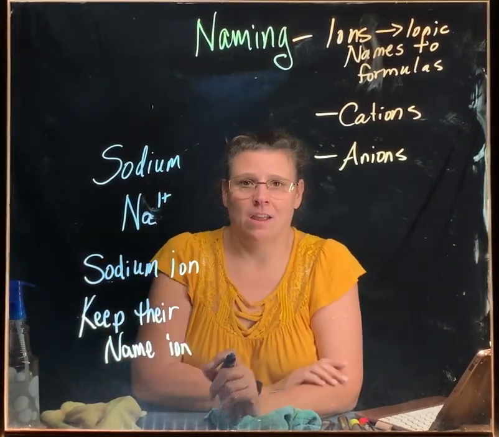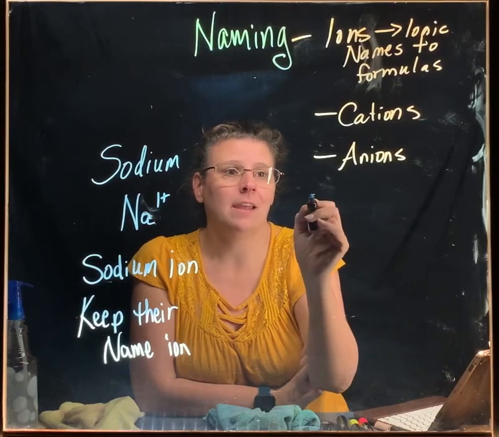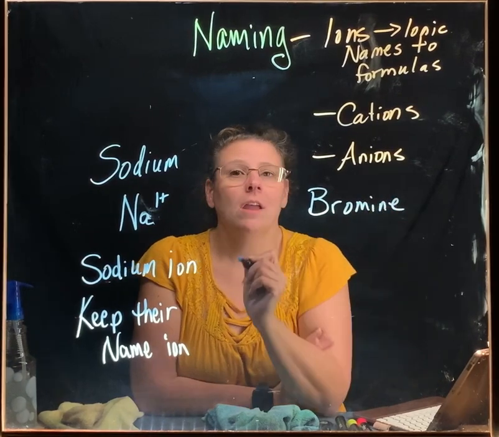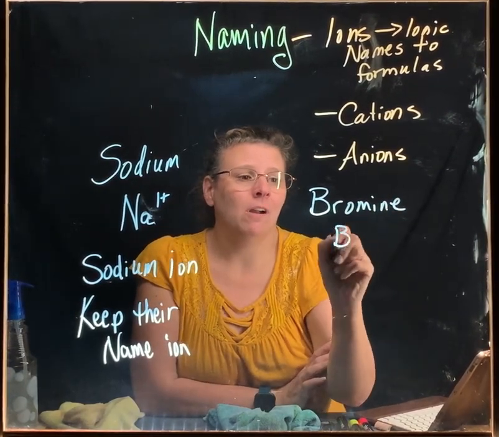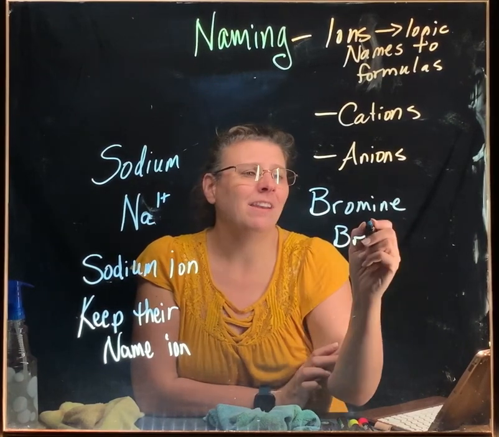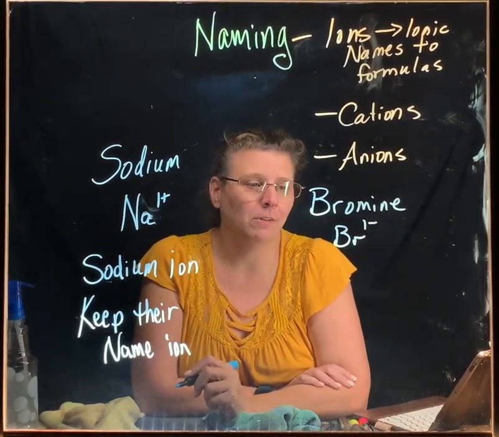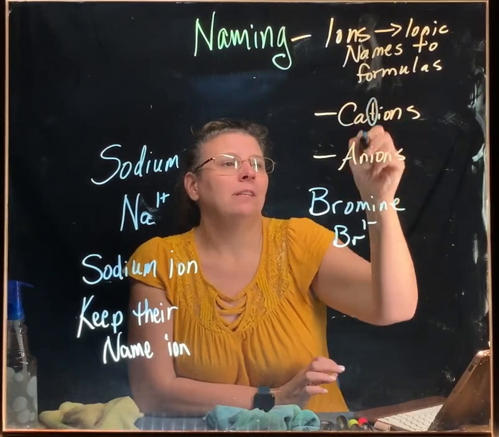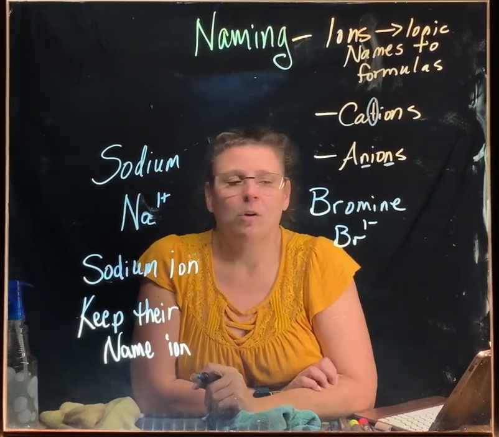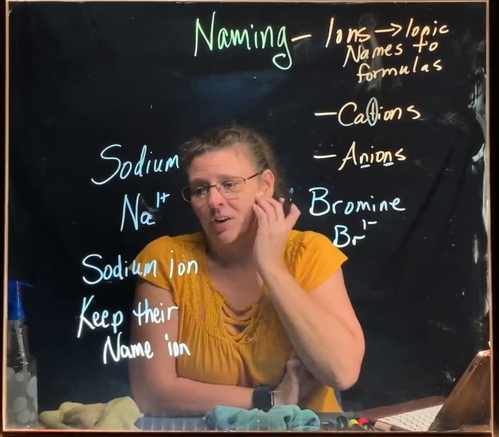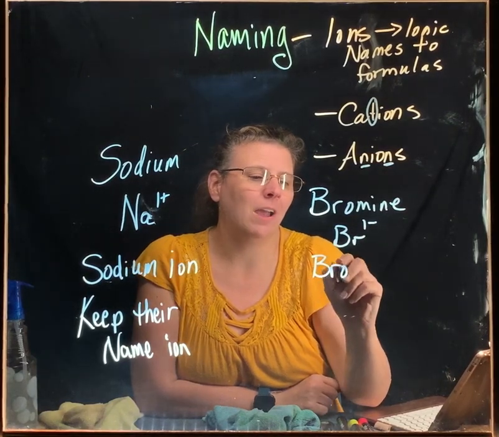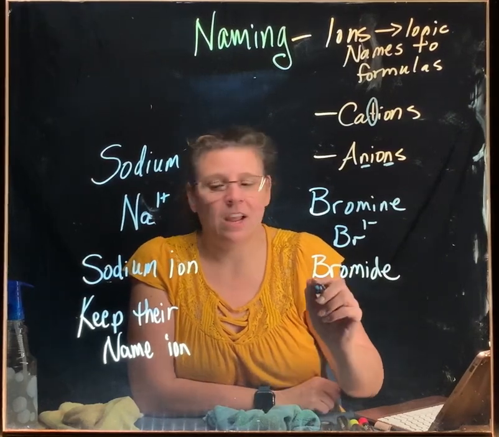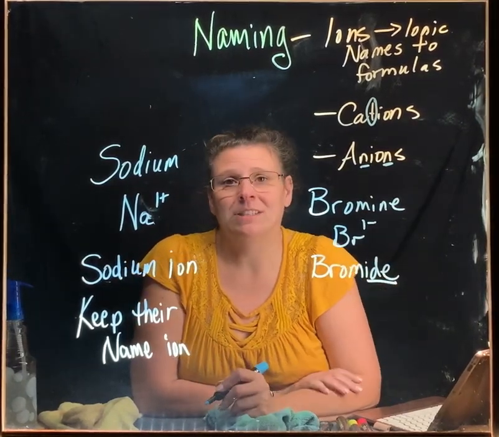Now, if I have an anion, like let's say bromine, it has a Br, and if you look on your periodic table, we put a -1 on there, or 1 negative. That is an anion because anions are negative, remember? So what does it do? Well, the anions are going to change their name, and it's going to be bromide. We don't need to put ion on the end of it. You're just going to have bromide. The IDE tells you it's an ion.